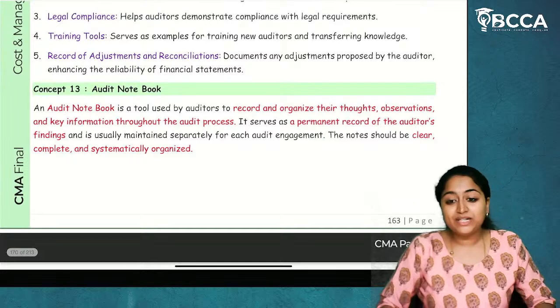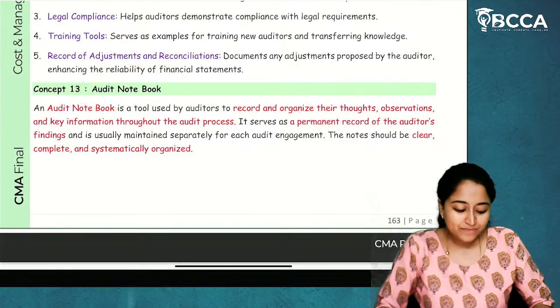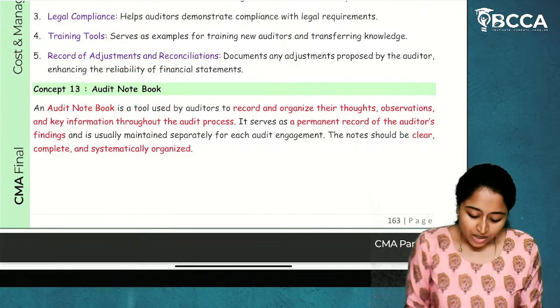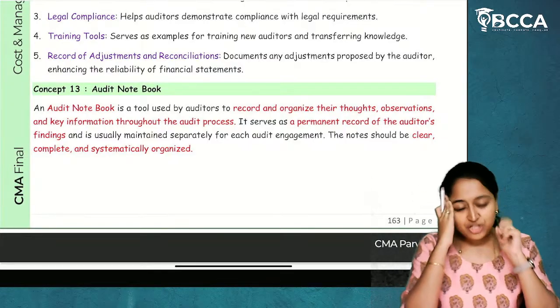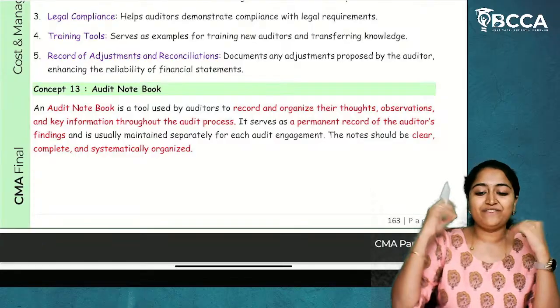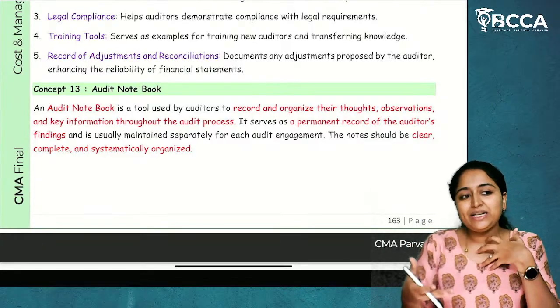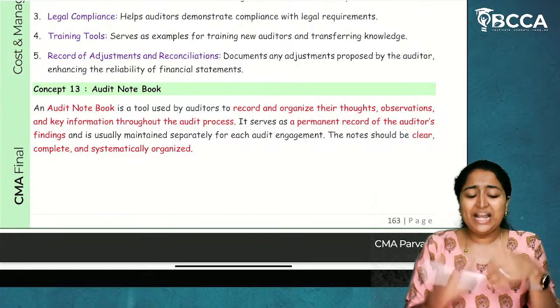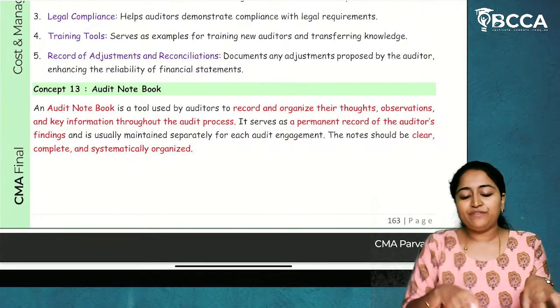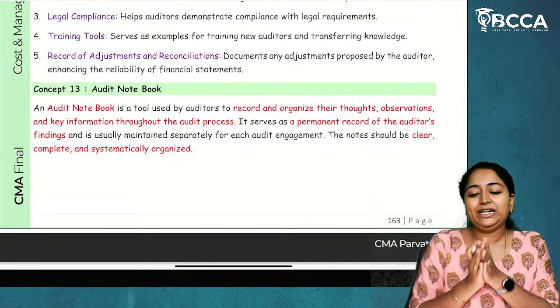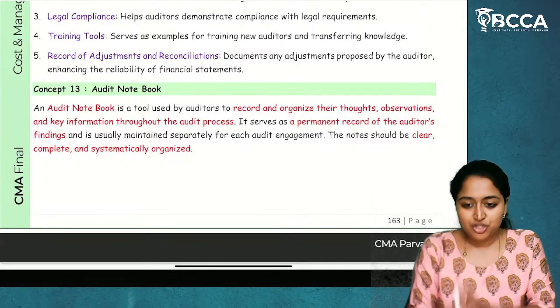What is concept number 13? As I've told you, audit notebook. Now, what is audit notebook? Audit notebook is nothing but your thoughts, your observations, your information which you have gathered. You think that, okay, if I'm writing this, this will help me in the future periods. So for your own benefit for the audit process, you are maintaining a formal document which is called audit notebook.